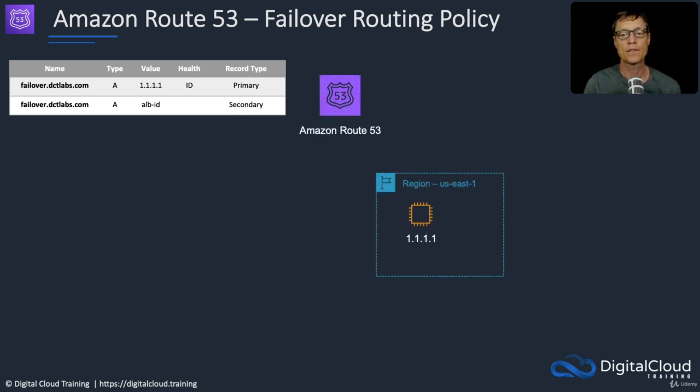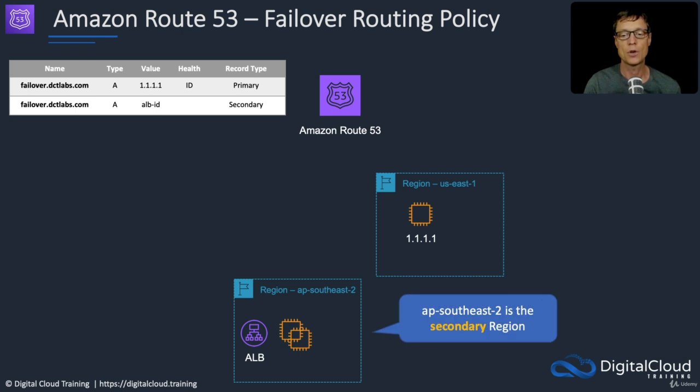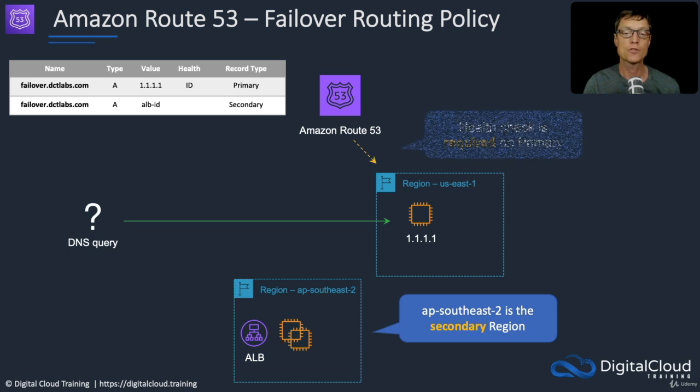So we've got Route 53, we've got a region here, US East 1 and AP Southeast 2. And Southeast 2 is the secondary region. We can see that in the record set here. So now the response to a query is going to go to US East 1. The querier will get a record from Route 53 saying that they should go to US East 1. In this case, a health check is required.